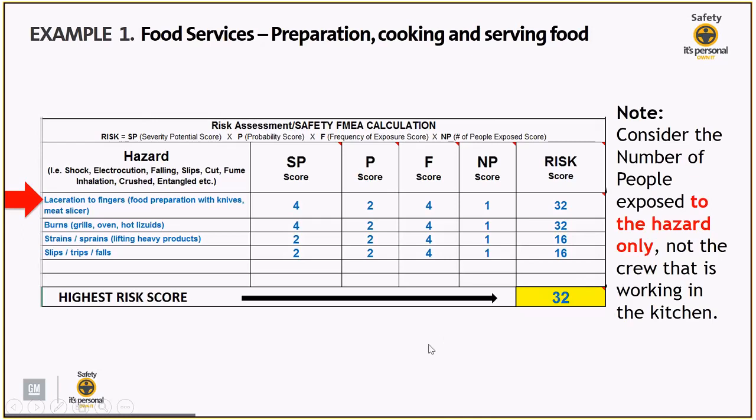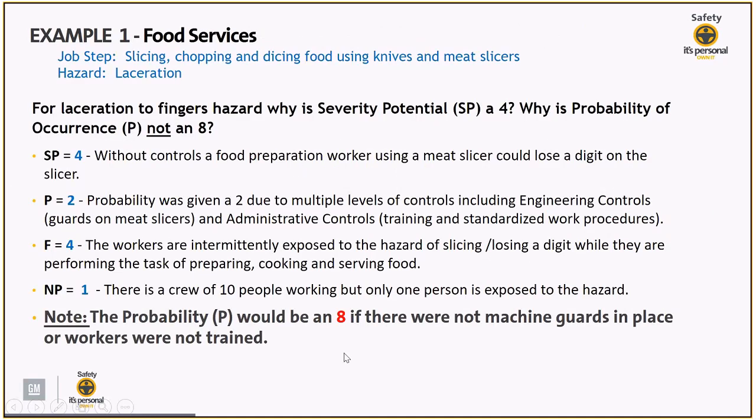But let's walk through and figure out how they got these numbers for lacerations to fingers, right? So why did they say laceration to fingers was a 32? So the job step we're saying is, hey, in this job step, they are slicing, chopping, and dicing food using essentially meat slicers. So let's talk about why severity potential in this one is a 4 and probability of occurrence is a 2, right? So why is probability of occurrence a 2?